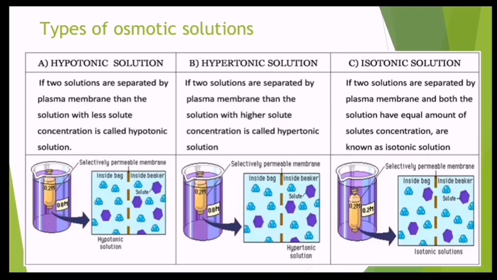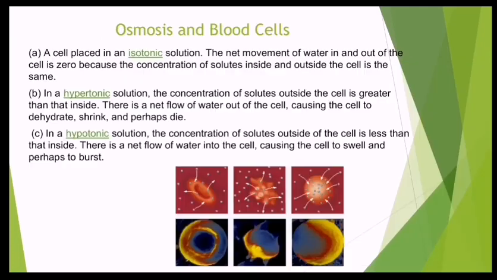Okay, types of osmotic solutions. Try to understand it yourself. There are three types of solutions. Just take a screenshot and try to understand. Then osmosis and blood cell. The three types of solution are isotonic solution, hypotonic solution, and hypertonic solution.